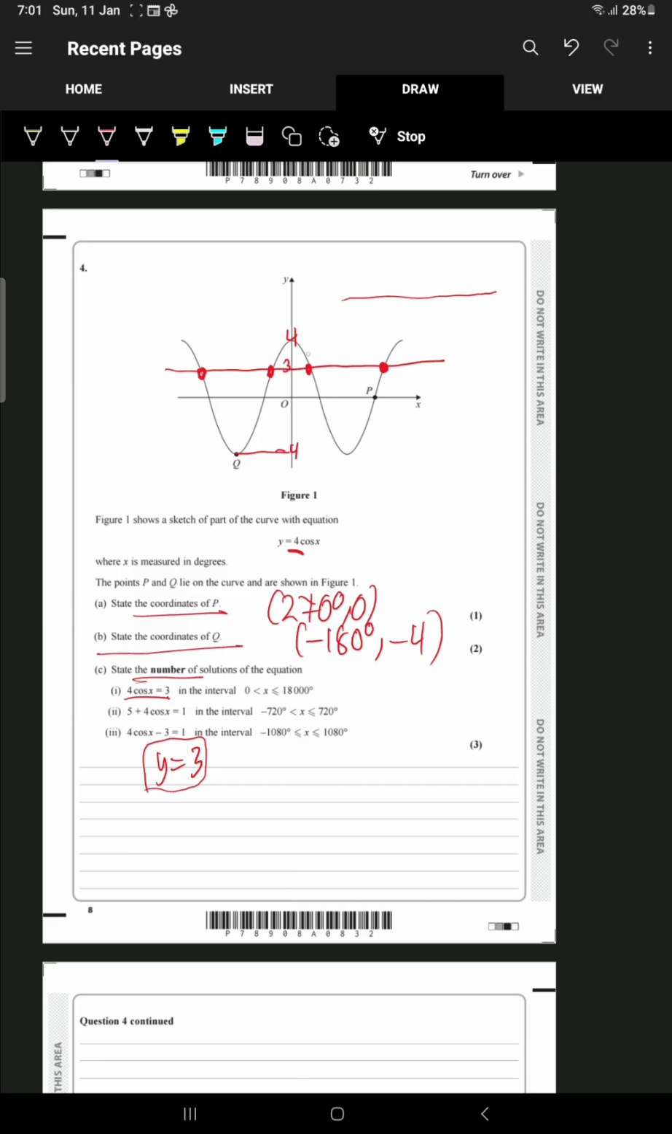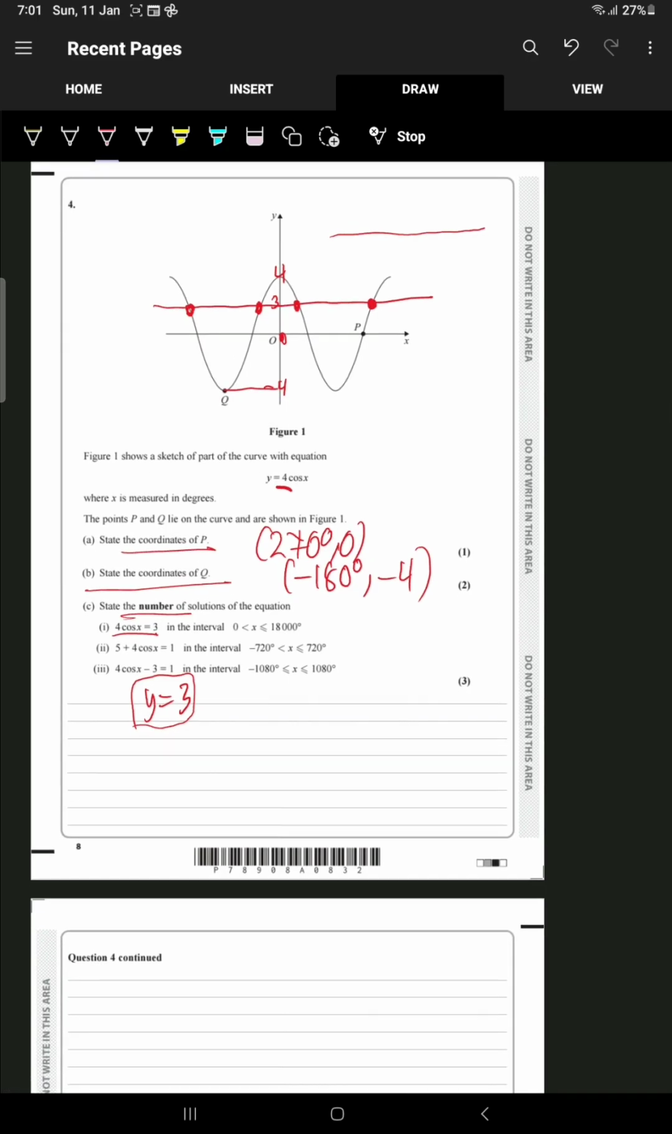All right, and there's one over here, there's one over here, but it's asking for between 0 and 18,000 degrees. So we start from here and we have to go to 18,000. We can't find it that way. That is going to take us ages. That's not realistically possible. But the cosine graph is a continuous graph, and we can use its symmetric properties. It doesn't change.